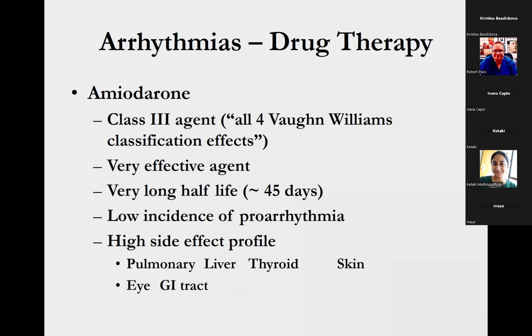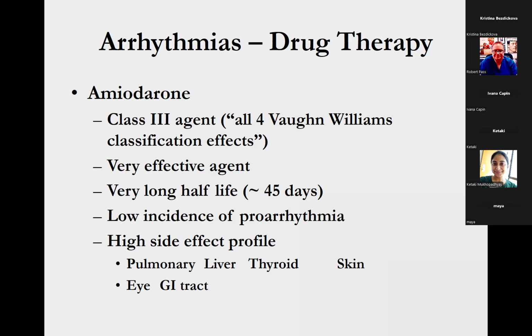Amiodarone, which we all have used, is also a class 3 agent, but as their marketing used to say, it has all 4 Vaughan Williams classification effects. So it really is a class 1, 2, 3, and 4 agent. It was initially introduced actually as an ACE inhibitor, or it's thought to be an ACE inhibitor, afterload reducing agent. It does do that, but it was later determined after it was used that it was not a particularly good heart failure medication, but it was actually a very effective antiarrhythmic agent.